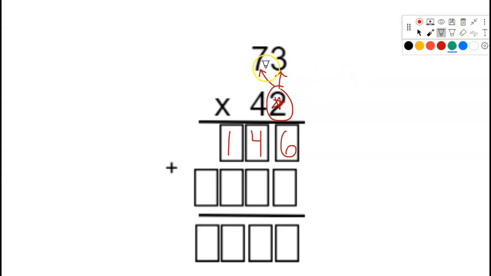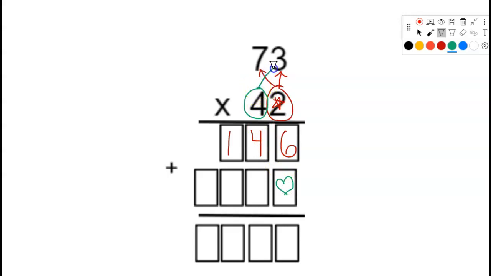Let's move on to the 4. Remember, before you can move on, though, you have to put a placeholder. Don't forget to put a placeholder. I'm going to put a heart again. There we go. Now I'm ready to multiply.